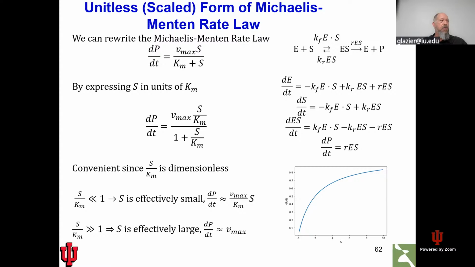I haven't changed anything. I've just multiplied and divided by Km. And this tells us that if S over Km is much less than 1, then the rate of production is basically V max over Km times S. And if S over Km is much bigger than 1, the rate of production is V max. So for small concentrations, small relative to Km, the rate of production is a linearly increasing function of S. And for large concentrations compared to Km, the rate of production is a constant.